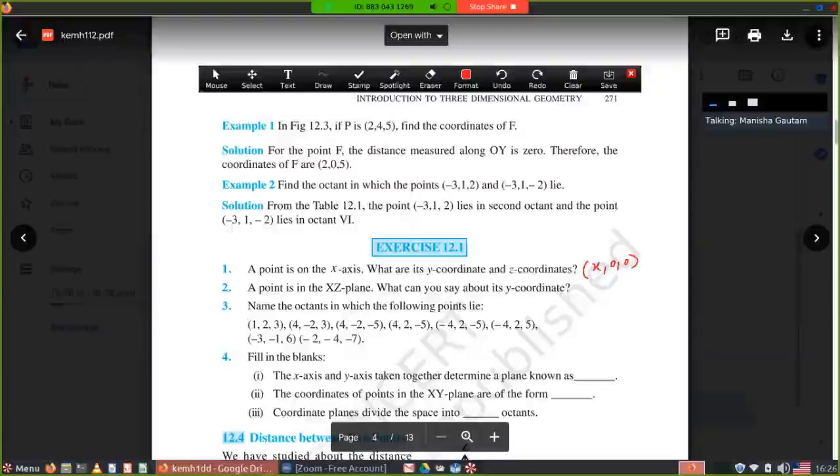A point is in the xz plane. It means x and z are lying there, but y will be equal to 0. The y coordinate will be equal to 0. This will be the answer. Name the octant: you can do it on your own from the table.